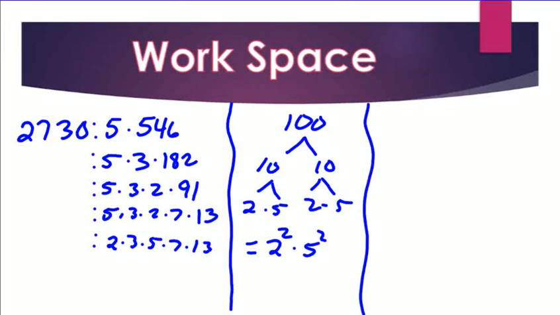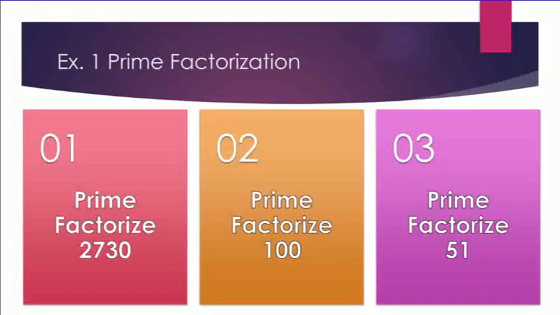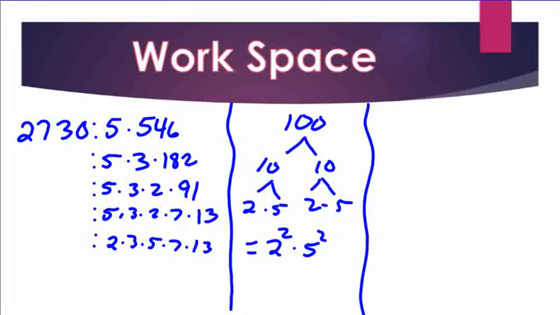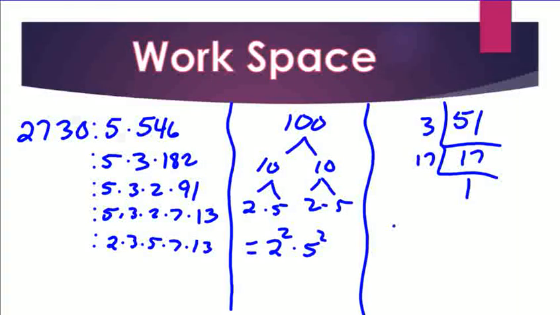And our last one here, prime factorize 51 using division by primes. So we got 51. We can divide 51 by 3, and you get 17. 17 is a prime number, so I can divide that by 17, I get 1. So our answer would be 3 times 17.